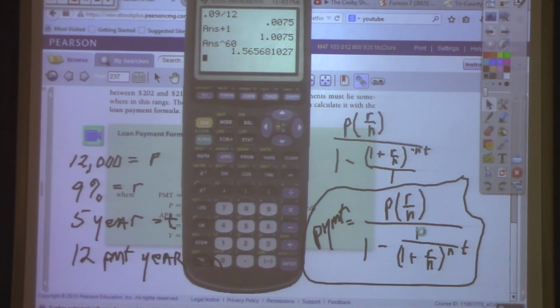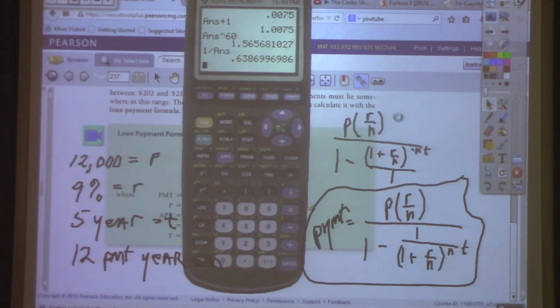And then we got to take 1 divided by that number. And that'll give us that number. So this number right here is 0.638699. And then we got to subtract it from 1. And our denominator is 0.3613. So I'm going to put that in. I'm going to hit STO and alpha, denominator, D.